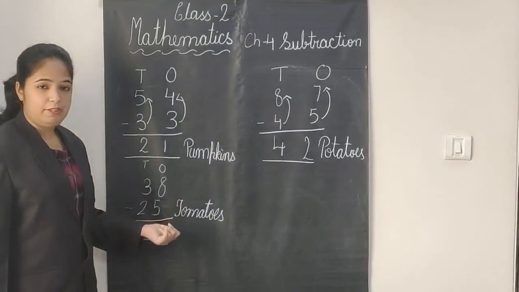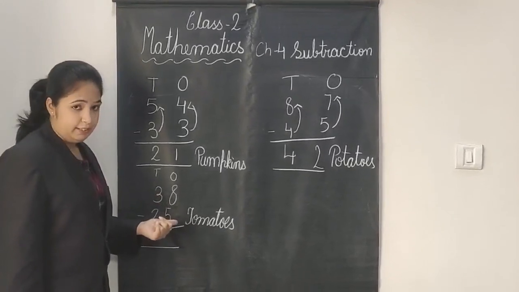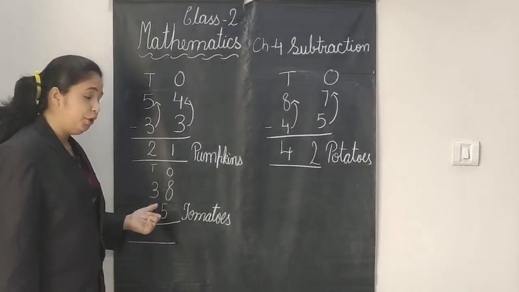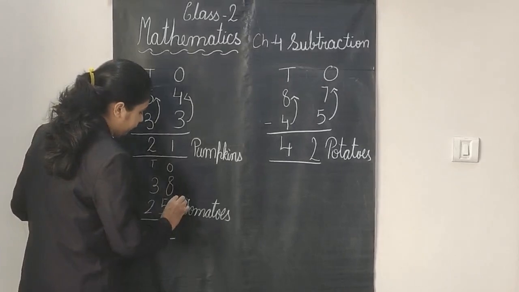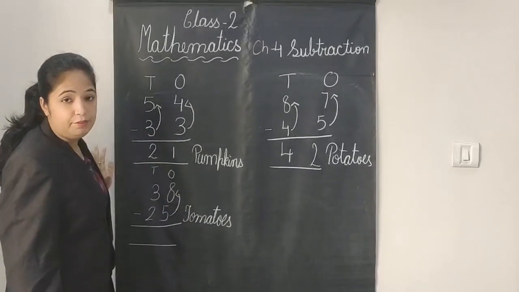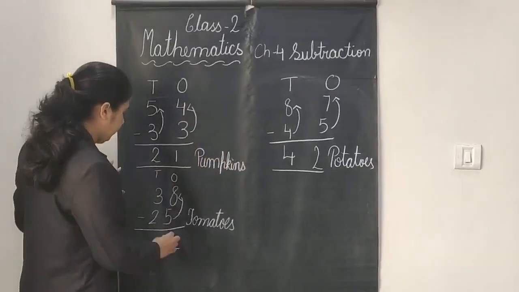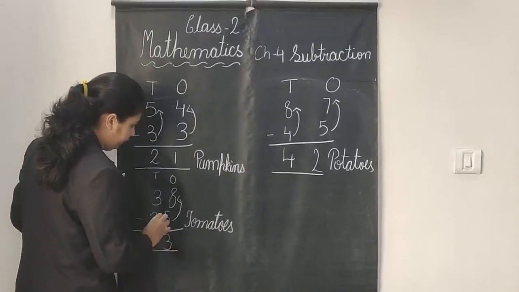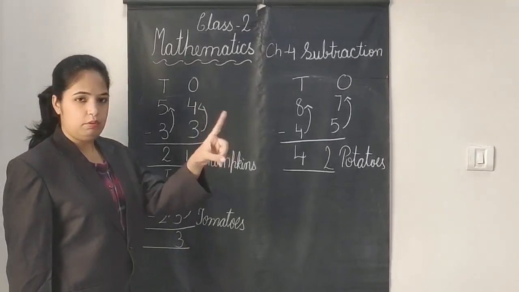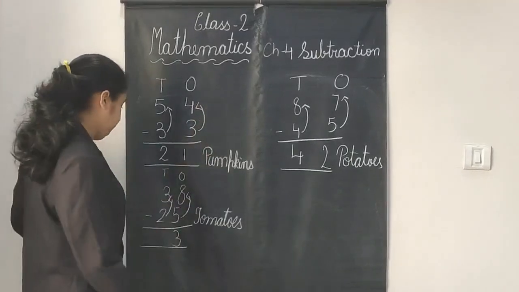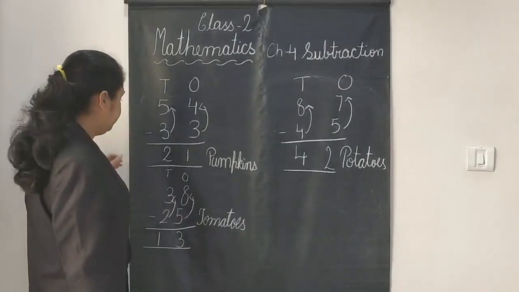Now the last vegetable we are going to find out is tomatoes. There are 38 tomatoes. From 38 tomatoes, he sold 25. Now how many tomatoes are left? Let's calculate. After 5 till 8, after 5, 6, 7 and 8, so 3 on my fingers. I will write here 3, and after 2 till 3, after 2, 3, only one finger on my hand. So how many tomatoes are left? 13. You have to write the answer at the last.